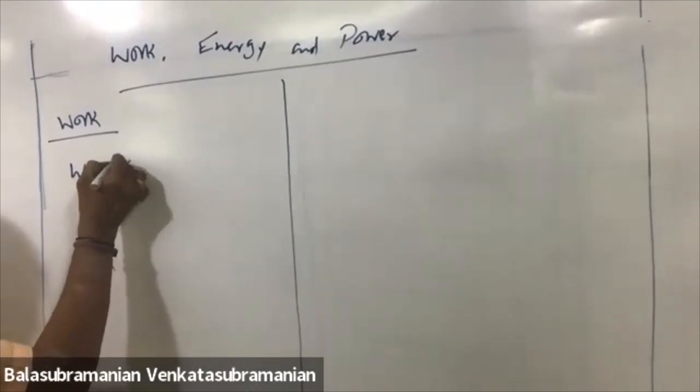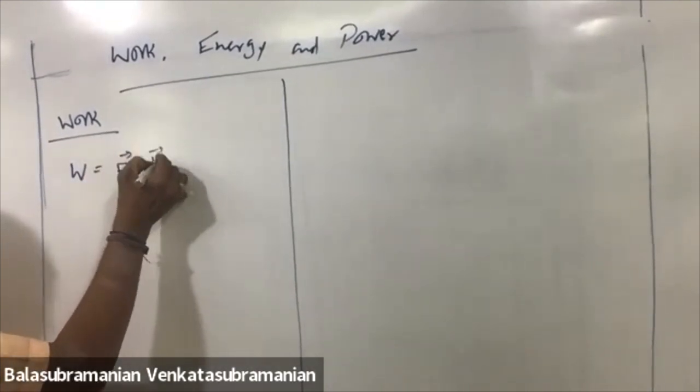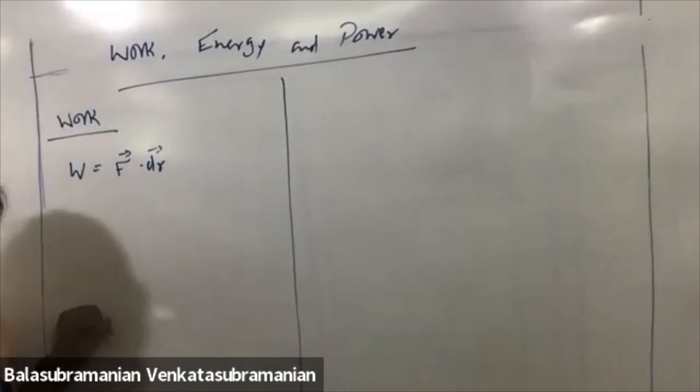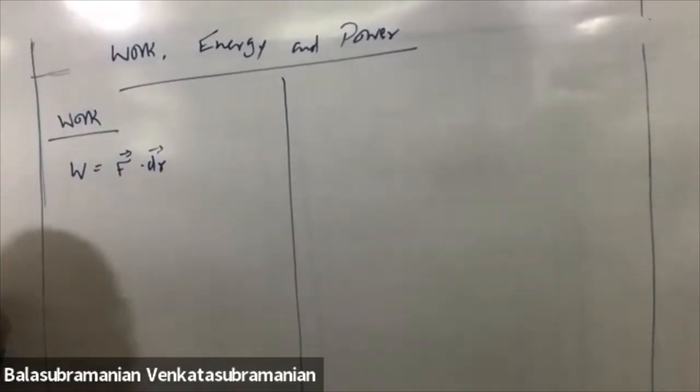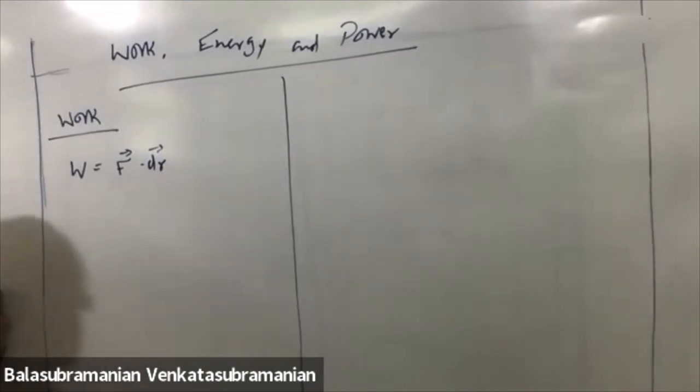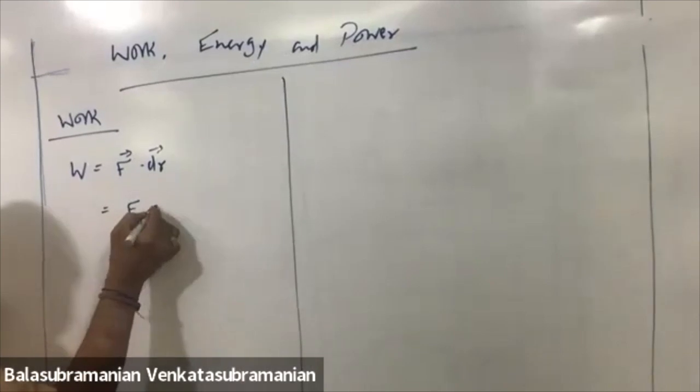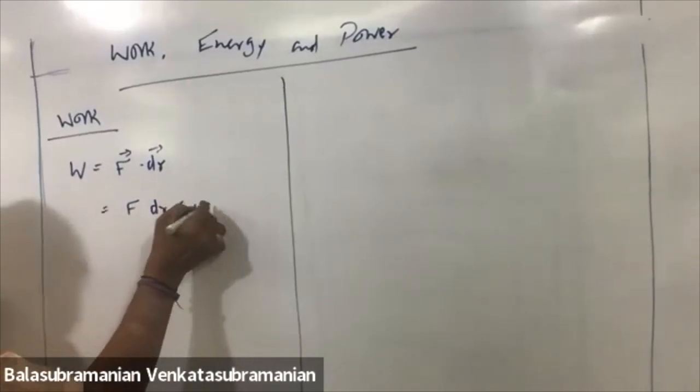Formula says F dot dr. That is the scalar product of two vectors. W is equal to F dot dr, scalar product of two vectors. That is F dr cos theta.